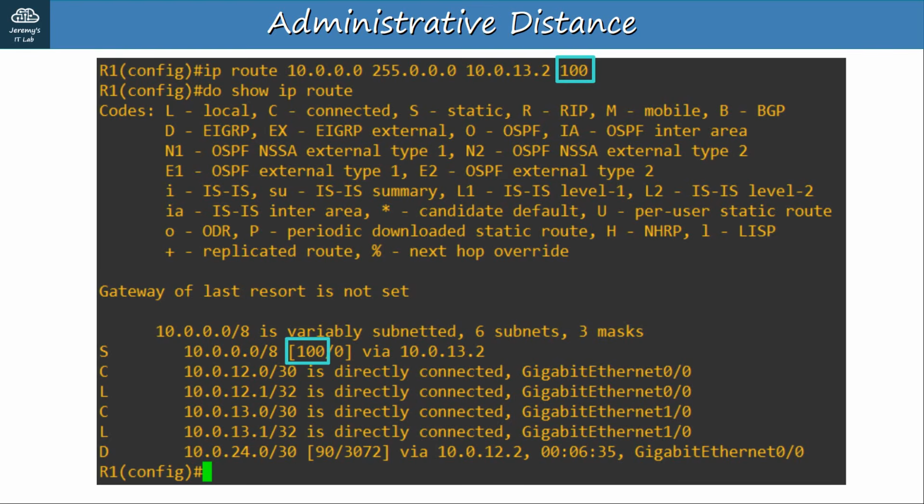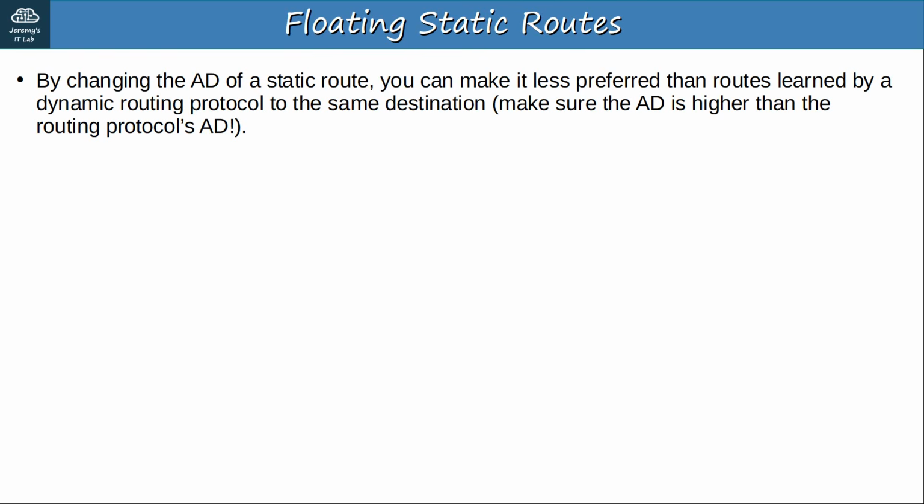In the output of show IP route, you can see that the AD is now 100 instead of the default 1 for a normal static route. Now, why would you want to do this? By changing the AD of a static route, you can make it less preferred than routes learned by a dynamic routing protocol to the same destination. But you have to make sure that the static route's AD is higher than the routing protocol's AD, or else the static route will still be preferred.